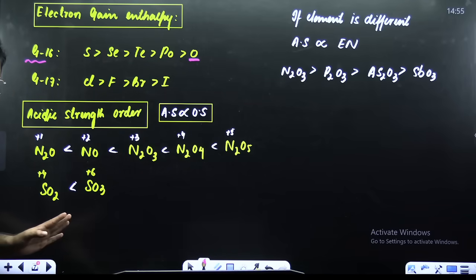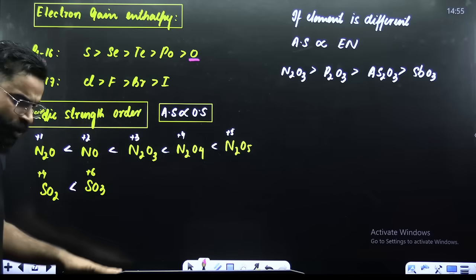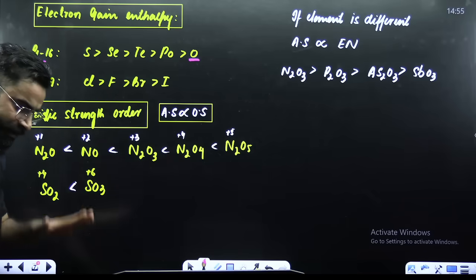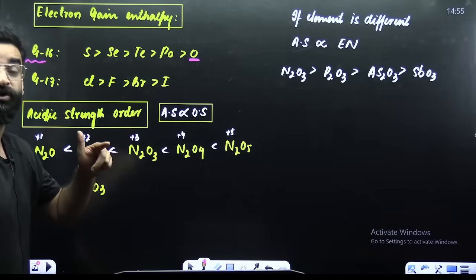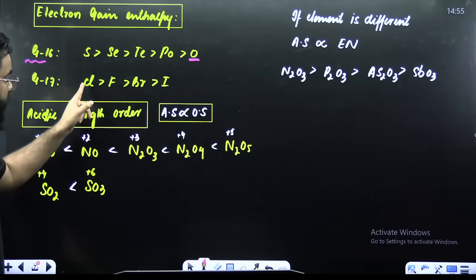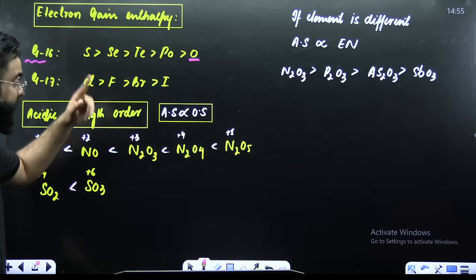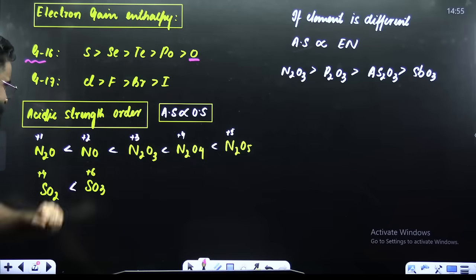Similarly, group 17. Generally, down the group, what happens to electron gain enthalpy? Electron gain enthalpy decreases. Perfect. So that means chlorine should have less electron gain enthalpy than fluorine, but chlorine has got more than that of fluorine. Why is that? Because fluorine has got lesser size, repulsions are more.